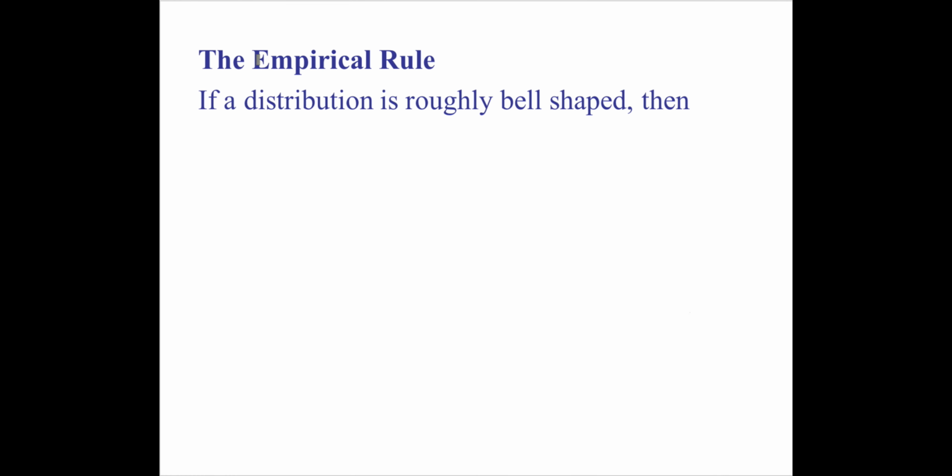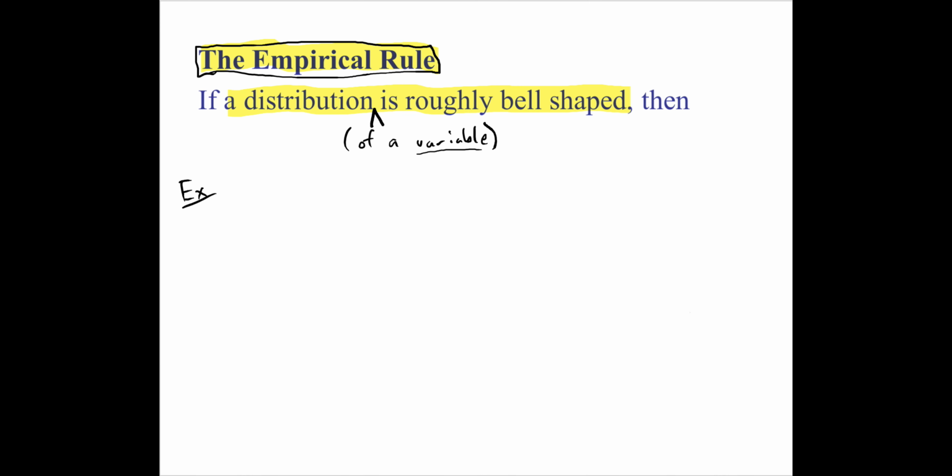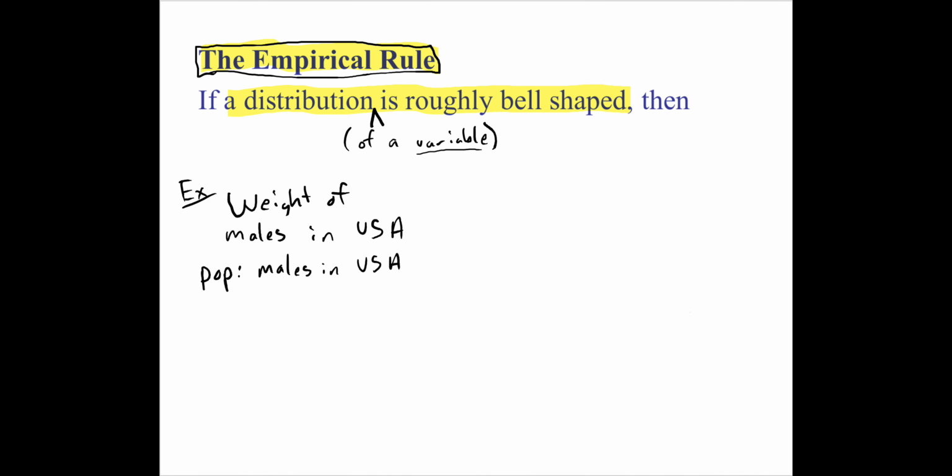An idea that comes up in section 3.2 that we use a lot in this class is one they call the empirical rule. Let's look at an example. Suppose our variable is weight of males in the United States. And let's suppose that we know the population mean. Again, this is information that typically we wouldn't know. It would be hard to know what all males in the United States weigh, but suppose that we do.